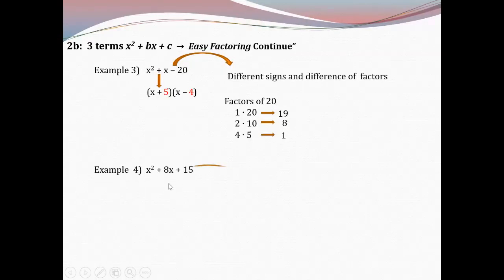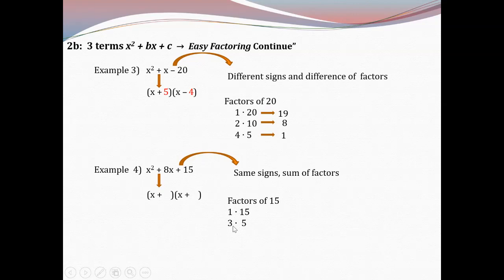Now, example 4, right? They're going to be same signs. So they're going to be plus and plus, right? How can I get 15? 1 times 15, 3 times 5, right? Same signs. We're going to add them. So it'll be 16, and it'll be 8. What's my match, right? It's 8x, so my match will be 5 and 3.